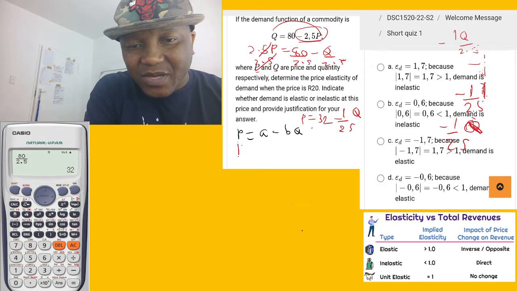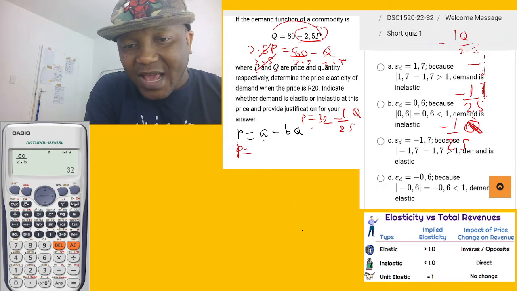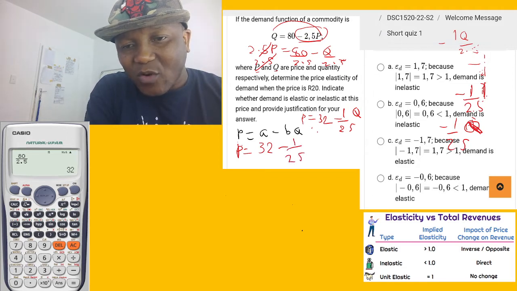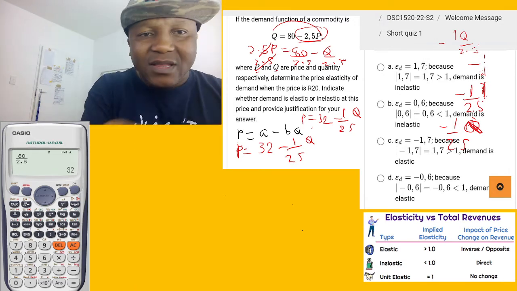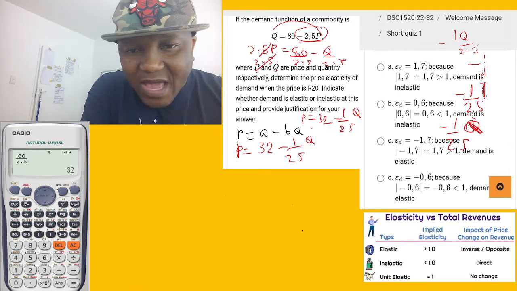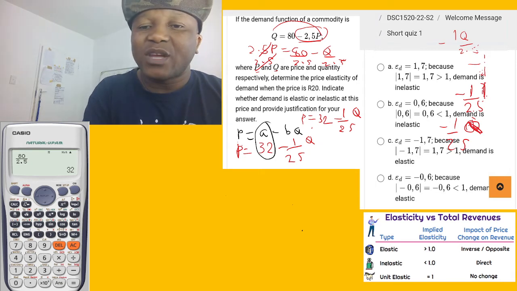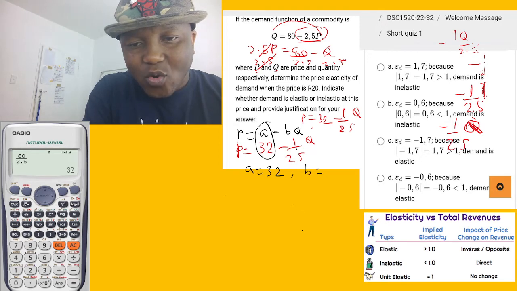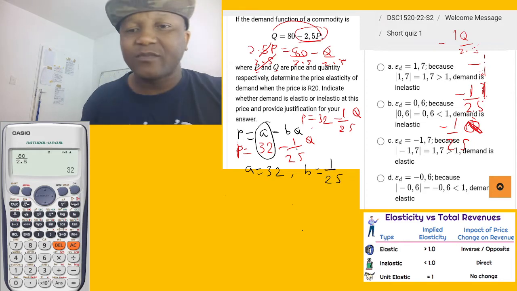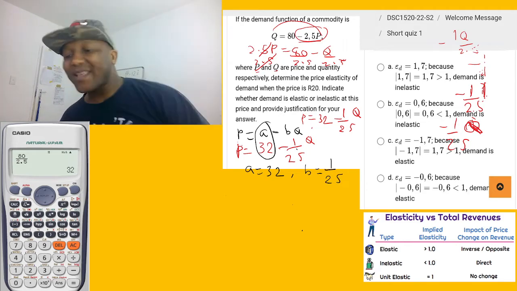So I'm going to say P, just a P, equals A minus B. What is B? B is like 1 over 2.5 and then what? Q. You see, they look alike. So what does that mean? That means the value of A equal to 32. So A equal to 32. And B, look, negative B equal to negative 1 over 2.5.